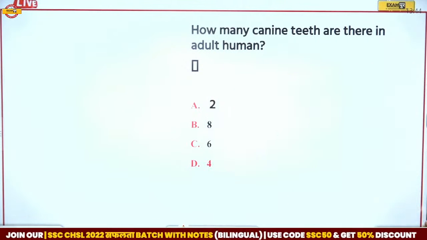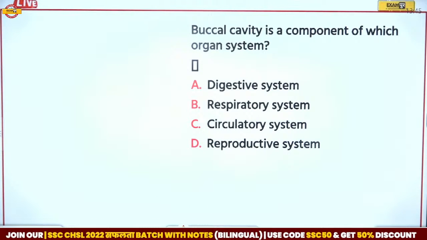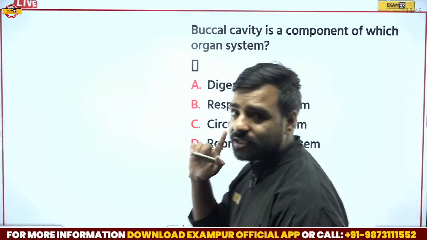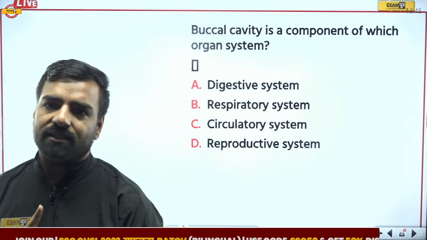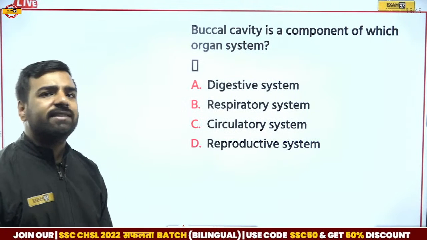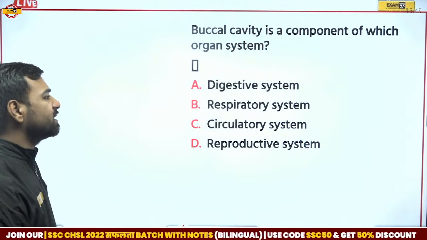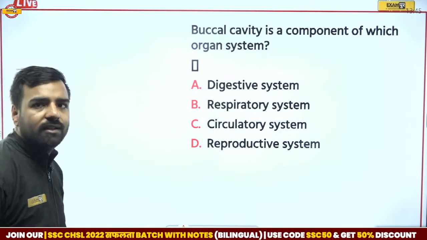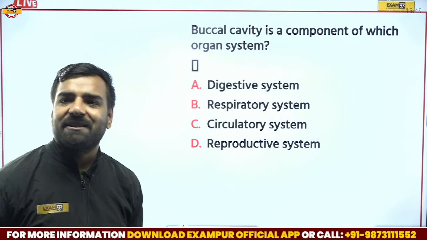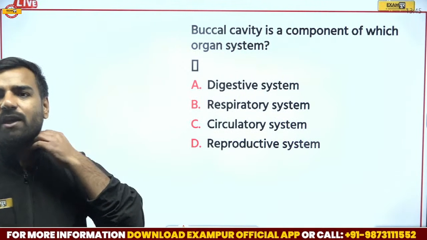Next, moving forward. Buccal cavity is an important component of which organ system? We have discussed one of the questions regarding the buccal cavity, right? Now, let's see who can answer this. Buccal cavity is a component of which organ system? Is it digestive, respiratory, circulatory, or reproductive? No need to explain this, I guess. And Ram, waiting for your answer again.